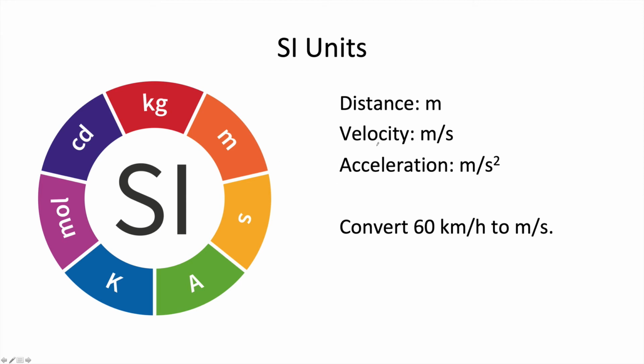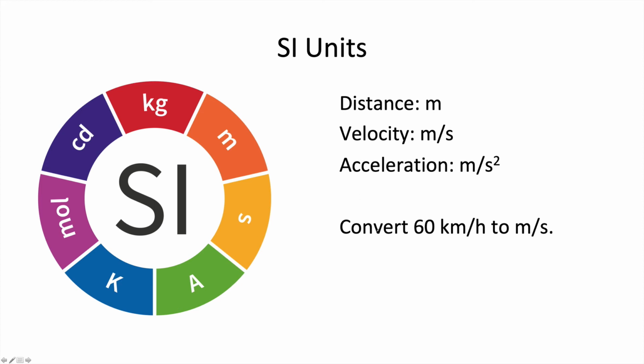We'll sometimes need to convert from one set of units to another. The common units that we'll be using at the start are: distance is measured in meters, and velocity, we saw that velocity was equal to dx dt, so that's meters divided by the units for time, so meters per second. And next lecture we'll be seeing acceleration, which is meters per second per second. But how do we nicely convert something like 60 kilometers per hour into meters per second?